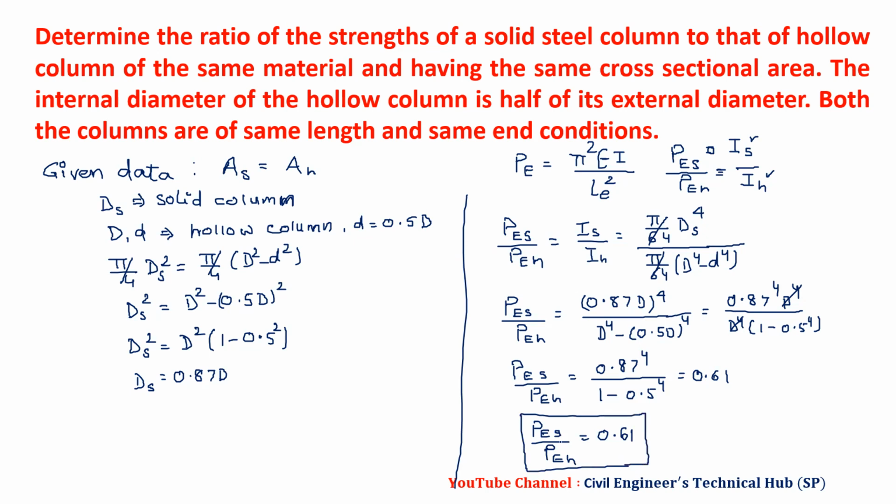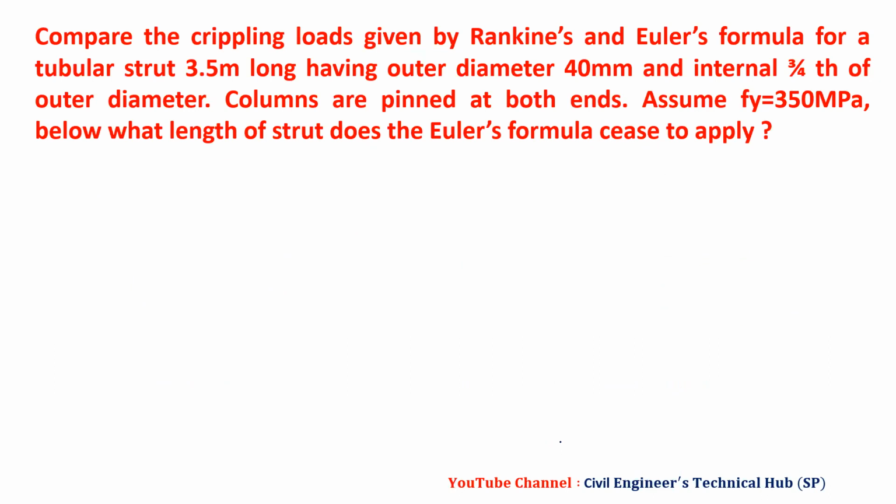So this is the first problem. Now we will switch over to the second. Compare the crippling loads given by Rankine's and Euler's for the tubular strut 3.5 meter long, outer diameter 40, internal 3 by 4th of outer diameter. Columns are pinned at both ends. Assume fy 350. Does the Euler formula cease to apply? And then we have to solve this.